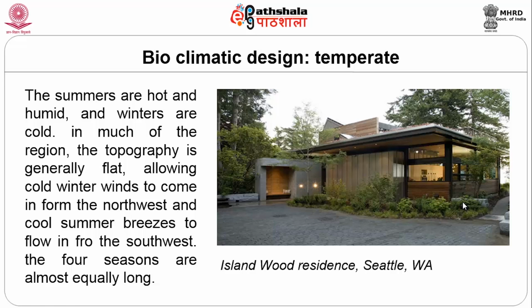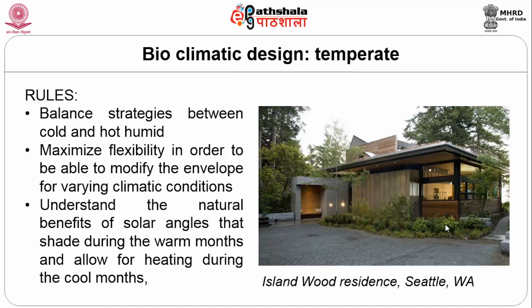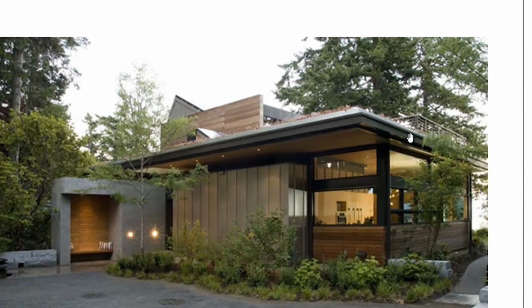The 4 seasons in these areas are equally long. If you look at a bioclimatic design in the temperate area, for example, here we have the Islandwood residence in Seattle, Washington. Here you can clearly see there's a combination of both. You do have glazing, but at the same time a sun shading device has been provided to ensure that the summer months are beaten. The glazing ensures that in winter whatever sunlight enters will make sure the house is kept warm. Here again the paving area is minimized by making sure there are trees and landscaping around.